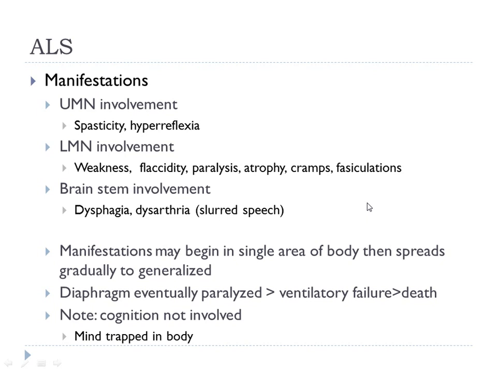Eventually, remember that the diaphragm is a muscle controlled by the spinal cord, and the diaphragm will eventually become paralyzed. Once that happens, that motor function is not going to return. So when this patient is diagnosed, you want to educate the patient and the family that it's terminal. The patient is not going to get better. It's going to simply progress. And you will talk about end-of-life issues before the end-of-life comes.